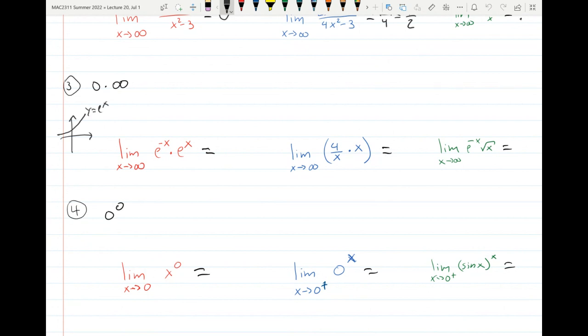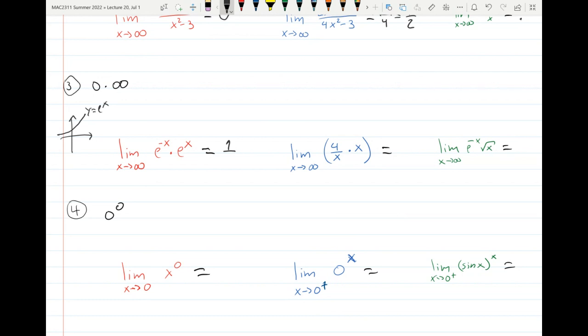This is e to the x. So when the argument approaches negative infinity, it goes to 0. And when it approaches positive infinity, it goes to positive infinity. So this is 0 times infinity. But then, of course, you could multiply before you even take the limit. And so the e to the negative x cancels with e to the x, giving you e to the 0, which is 1. So this limit is just 1.